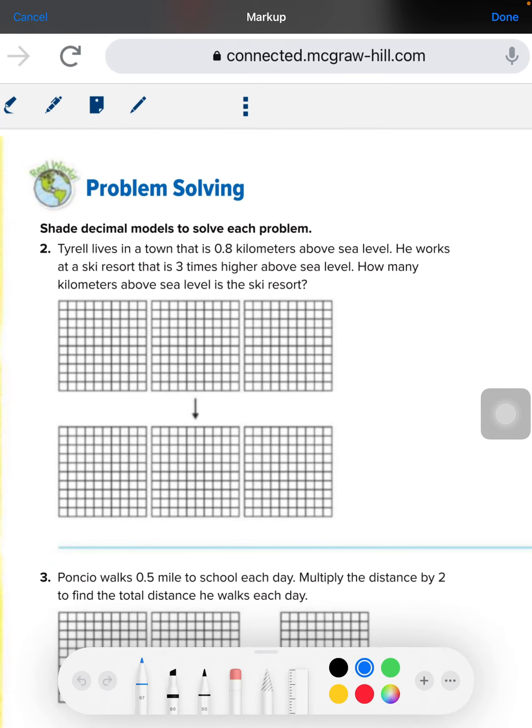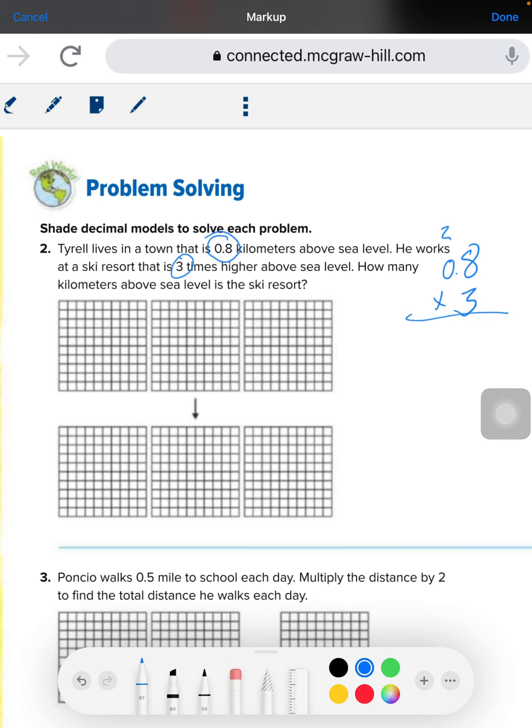Number 2, Tyrell lives in a town that is 0.8 of a kilometer above sea level. He works at a ski resort 3 times higher than that. How many kilometers above sea level is the resort? So let's figure it out.